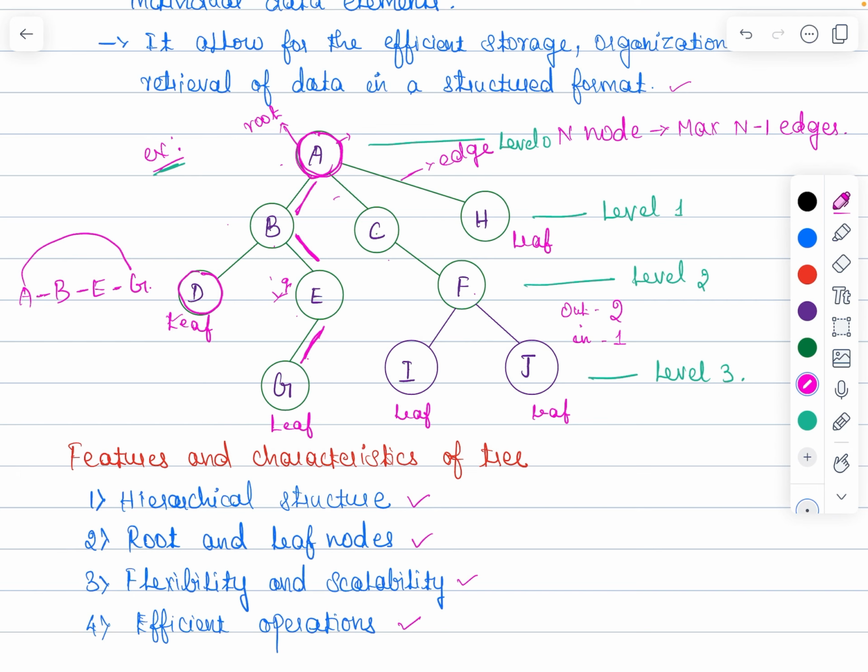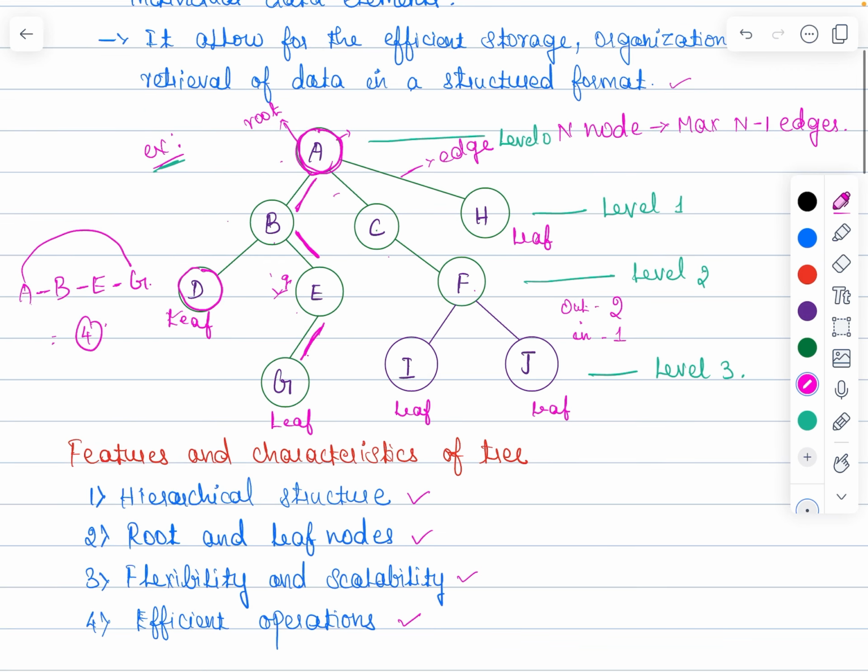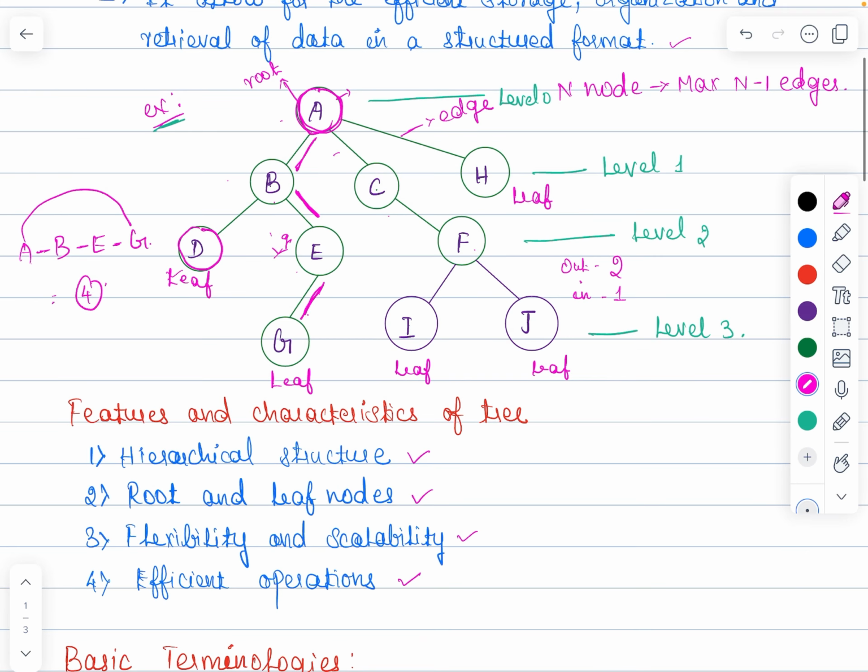This is the path, and the length of the path is going to be the total number of nodes in that path. So, the length of the path here is 1, 2, 3, 4. Totally 4 nodes we have visited, so the length of the path is going to be 4 to reach from A to G. Source node here is A and the destination node here is G, and the path is nothing but the sequence of nodes and edges from one node to another node.